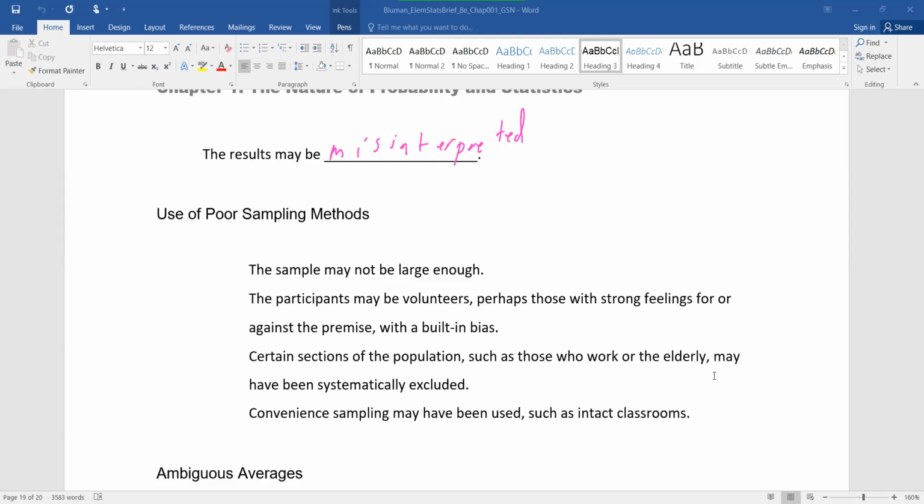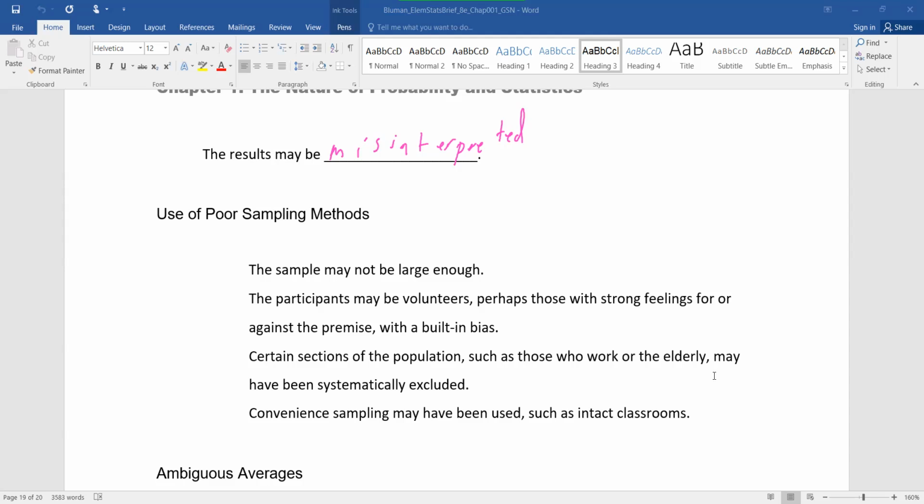So, use of poor sampling methods. The sample may not be large enough, right? So we could do 10 out of 500. That would definitely not be large enough. The participants may be volunteers, perhaps those with strong feelings for or against the premise with a built-in bias. So if I just had a booth and I was like, opinion on school food, you're going to have two types of people show up, people that love it and people that hate it. You're not going to really have anyone in between that's like, eh, I could go either way with it. You're going to have a strong biased opinion if you're just getting volunteers.